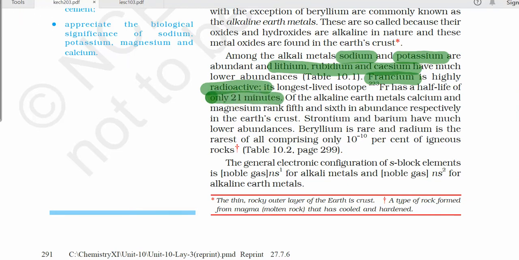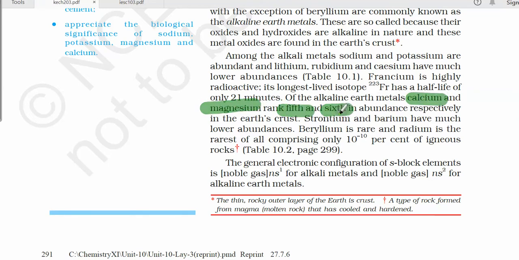Here you can see that the half-life of the francium-223 isotope is only 21 minutes. It means that if we are able to produce a francium atom, it will only last 21 minutes before changing into the next element. Of the alkaline earth metals, calcium and magnesium are the fifth and sixth most abundant elements in the earth crust, while strontium and barium have much lower abundance, beryllium is rare, and radium is radioactive, found in igneous rocks.